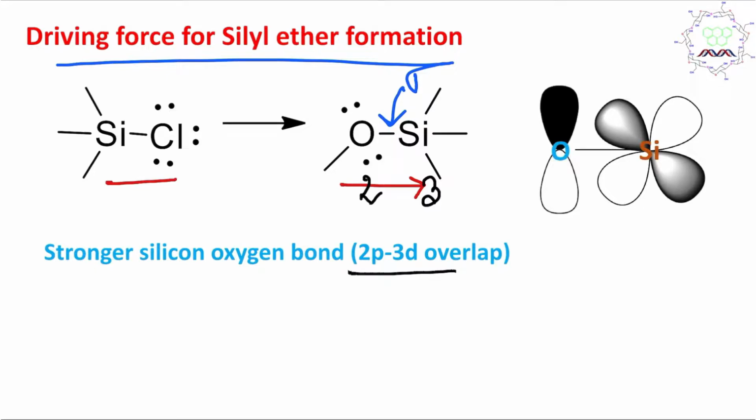Why? Because the filled p orbital of oxygen, this electron can be delocalized into the energetically accessible vacant d orbital. I repeat, energetically accessible vacant d orbital. So this is the d orbital, and this electron donation from oxygen to silicon is possible. So you can consider this to have a partial double bond character, and because of this partial double bond character, it is stabilized.